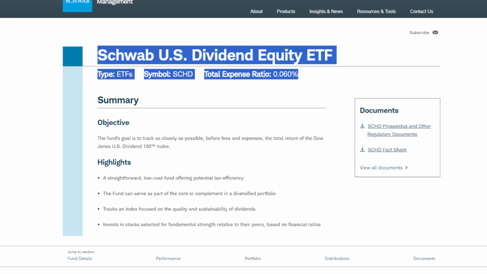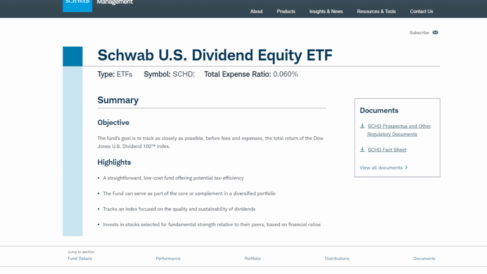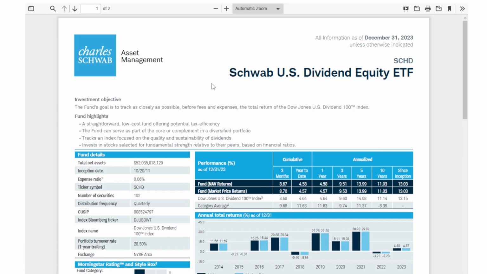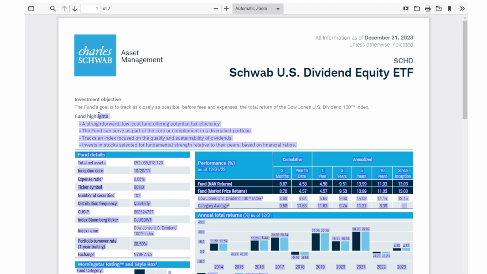Just to get us all up to speed, let's go over what this ETF is, some of the basics, how this ETF works, and even the methodology that it tracks, meaning even dig into the Dow Jones US Dividend 100 Index. First of all, just to go over some of the basics for those of you that might not be aware, this ETF tracks as closely as possible, before fees and expenses, the total return of the Dow Jones US Dividend 100 Index. Now looking into SCHD's fact sheet, let's go over just some of the highlights.